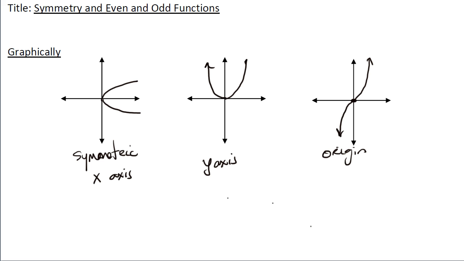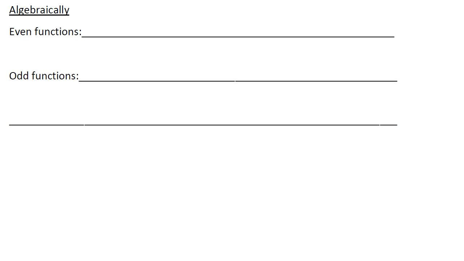Well, if it's symmetric with the y-axis, it's called an even function. And if it goes through the origin, symmetric with the origin, that's our odd function. Well, we can also look at these algebraically instead of graphically. And so what we're going to see is for even functions, if we substitute negative x in for x, then what we get is f of x. And so what this is really saying is we get back the original function.